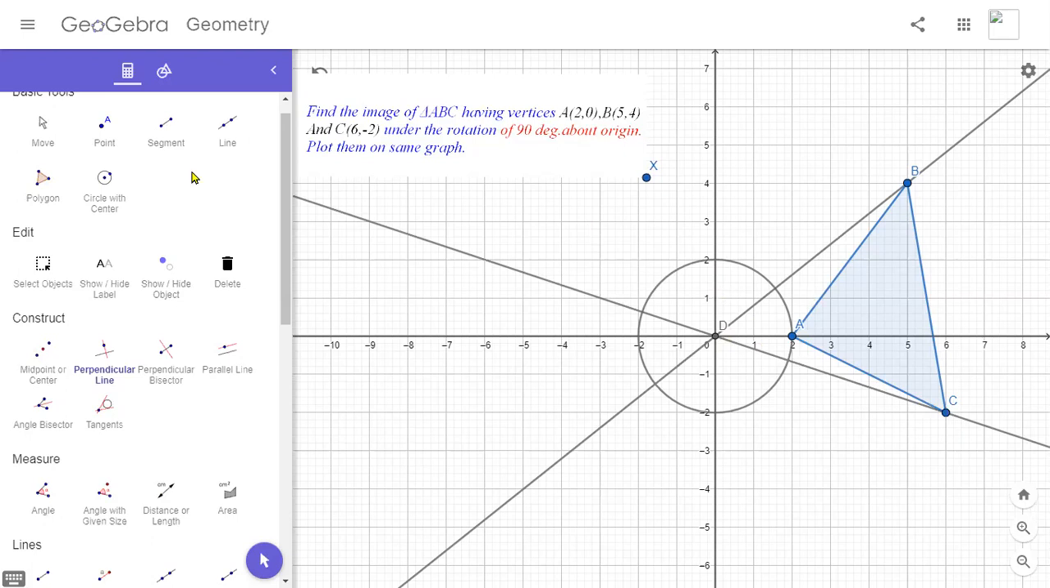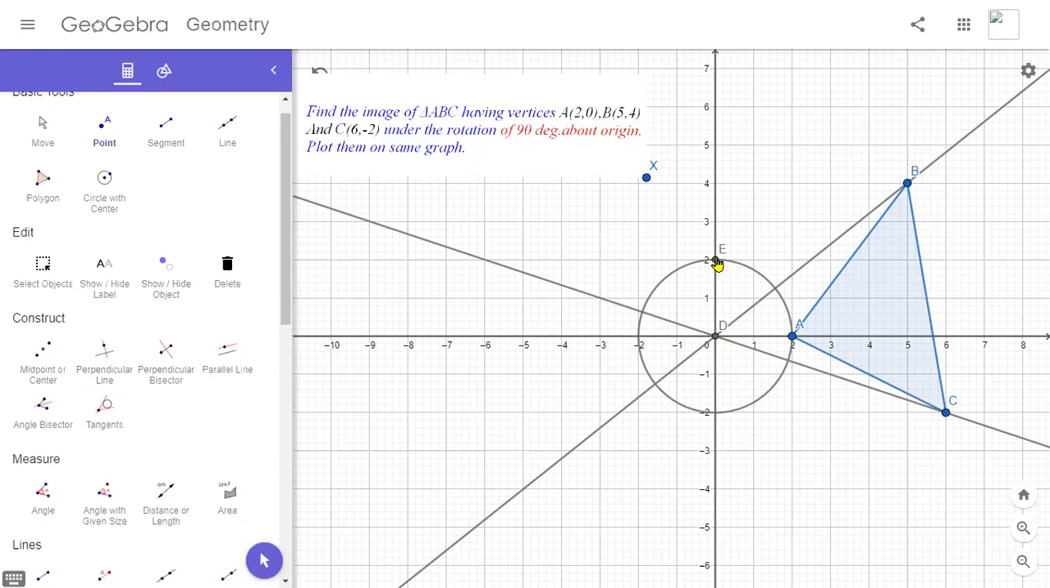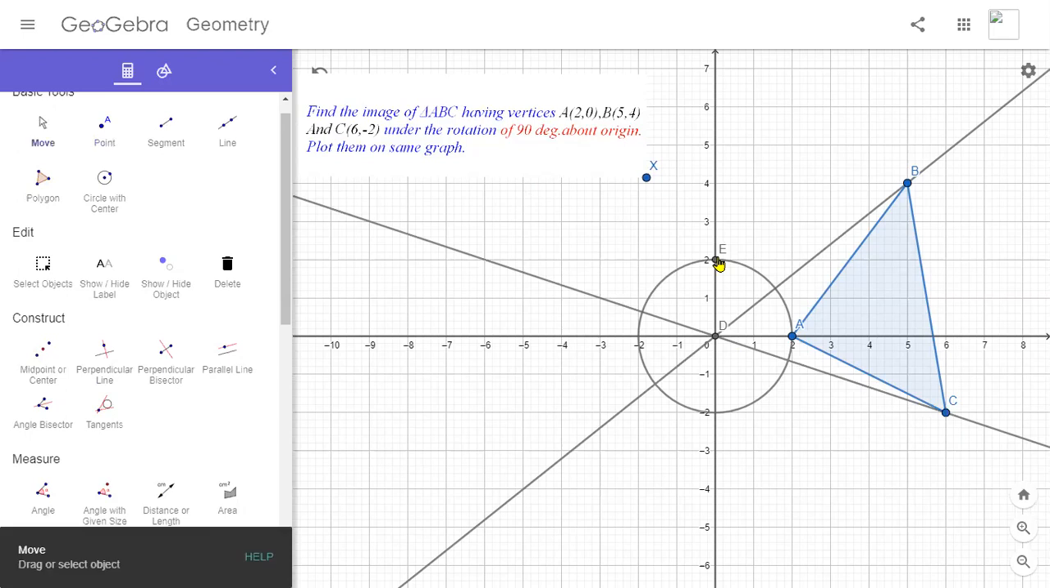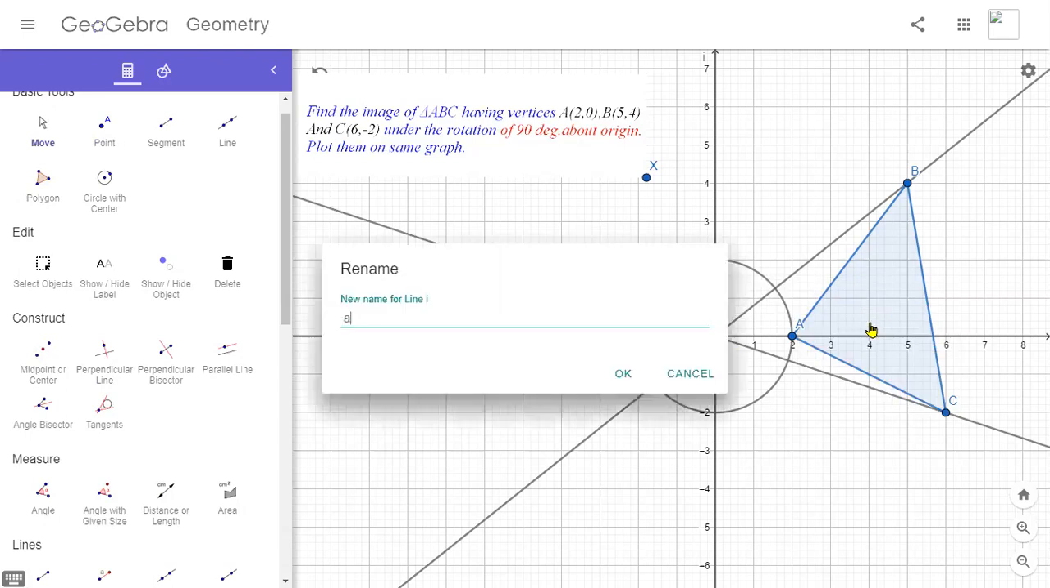And we have to find out the point of the intersection of this perpendicular line and that circle. Let me mark their intersection point. This is point E. Let me rename this point E as A dash, because it is just the image of vertex A.